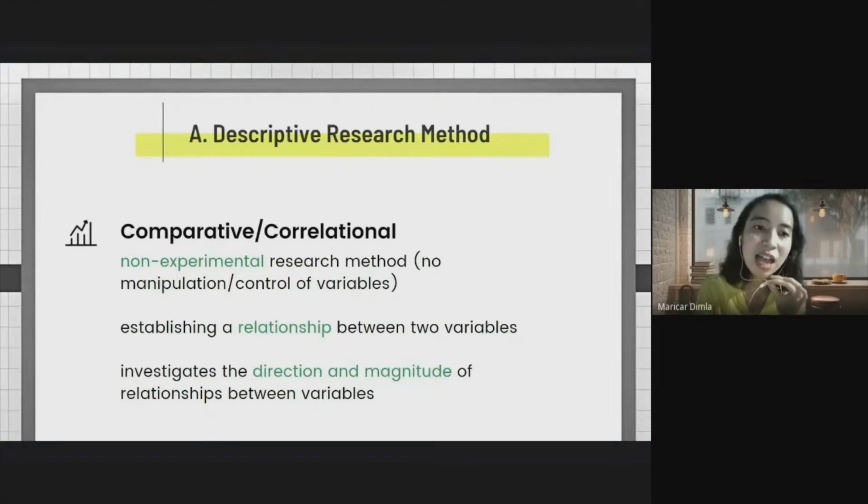Okay? So class, a comparative correlation is also non-experimental. That is why, class, it is under descriptive, which is non-experimental. Meaning to say, there is no manipulation or controlling of variables. We're just simply establishing the relationship between the two variables, the IV and the DV, and then we'll be investigating the direction and the magnitude. Ma'am, ano na naman yan? Later class, I'll be discussing this part.